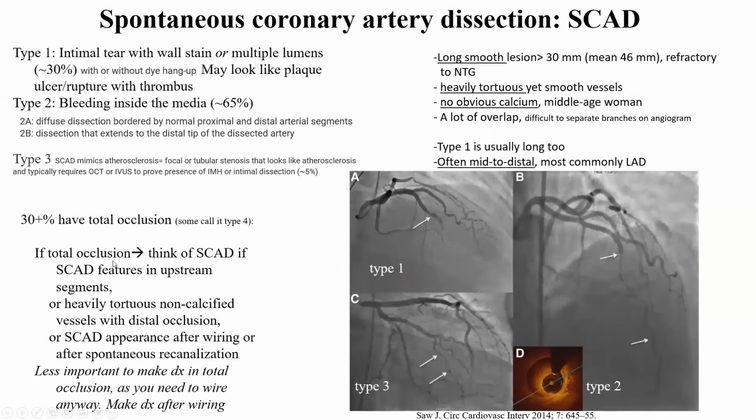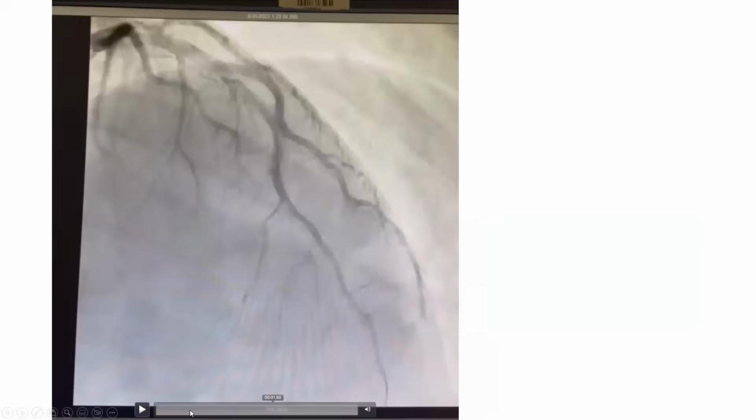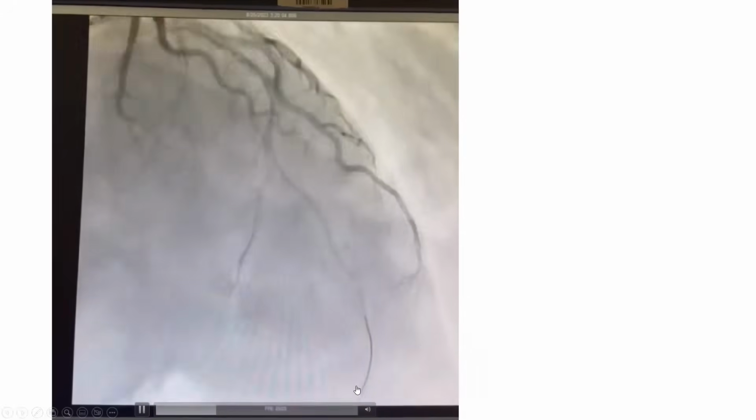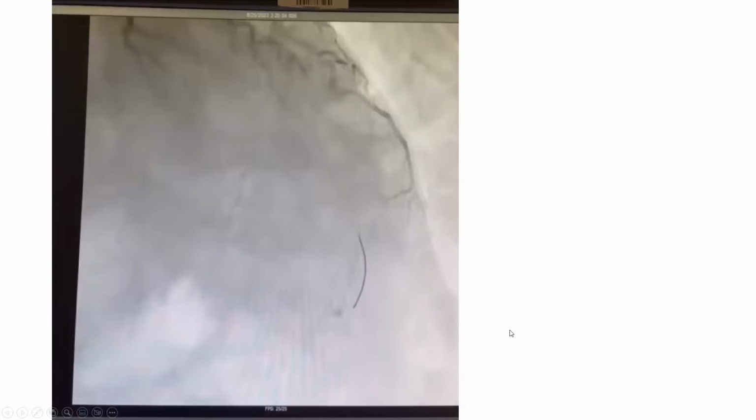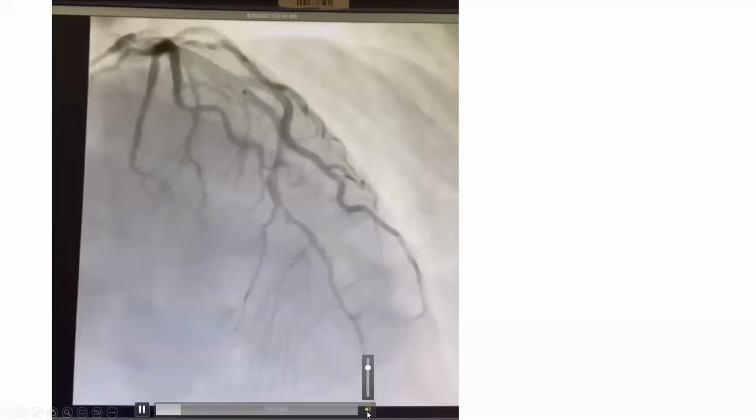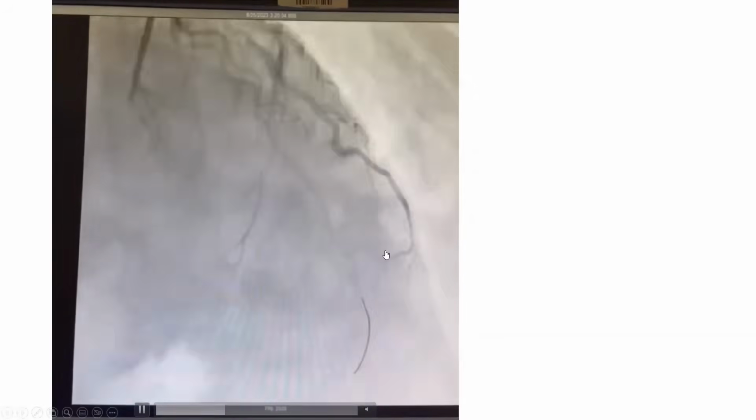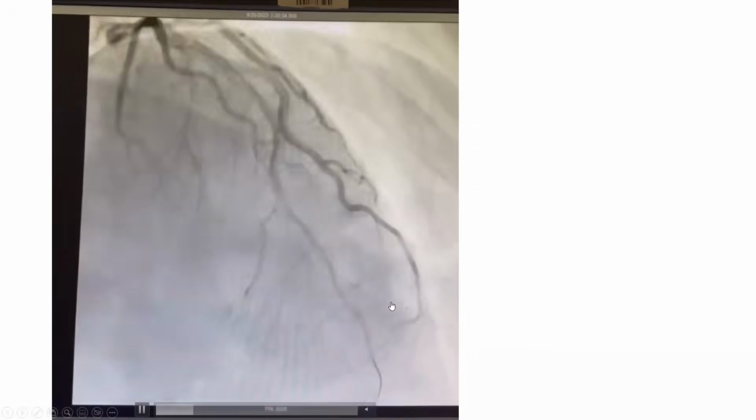So if you have total occlusion, in a way, it's even a little less important to make an initial diagnosis, as you need to wire it anyway. You need to wire it when it's total occlusion to avoid the infarct. Now, the key is you wire it and you try to do low pressure balloon inflation. That's the key idea. Don't stent it. Besides the fact that, as I explained earlier, you shouldn't stent tip of vessels anyway, they will thrombose. But wire it and balloon it.